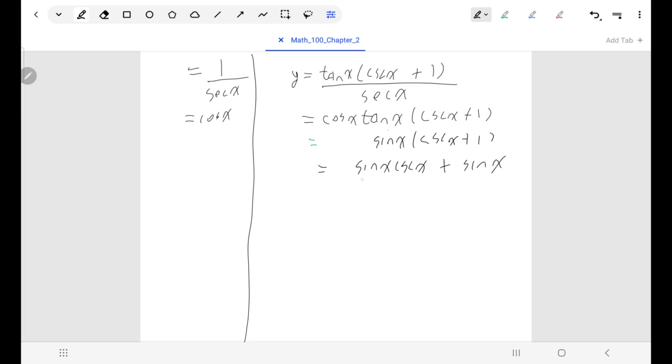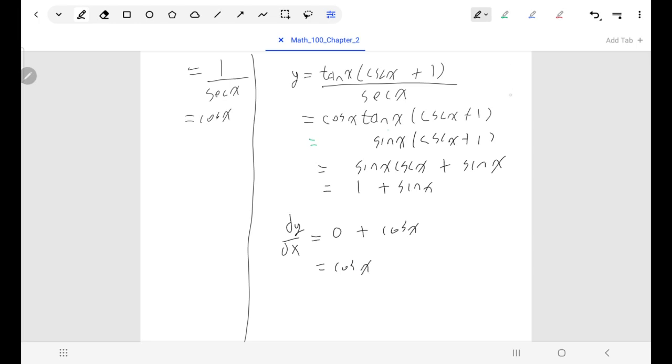And here I'm almost finished. I also know sine and cosecant, they're reciprocals, so if you multiply them together, they're equal to 1. So as it turns out, my original function, which had a quotient and a product buried inside of it, when you simplify it, is just really the function 1 plus sine of x. And so if I were to take the derivative now, it's a lot easier. Derivative of 1 is 0, derivative of sine is cosine, so therefore my derivative is cosine of x.